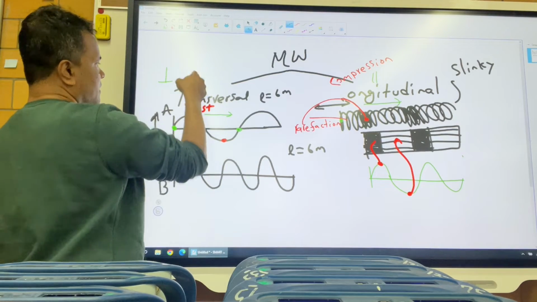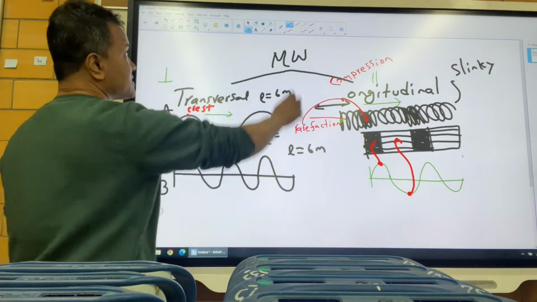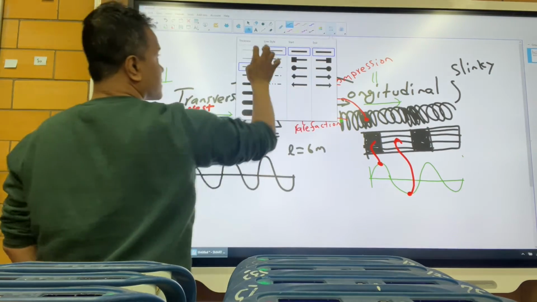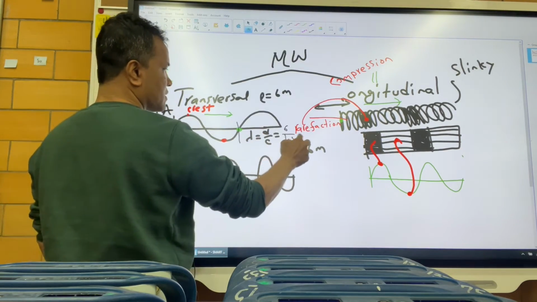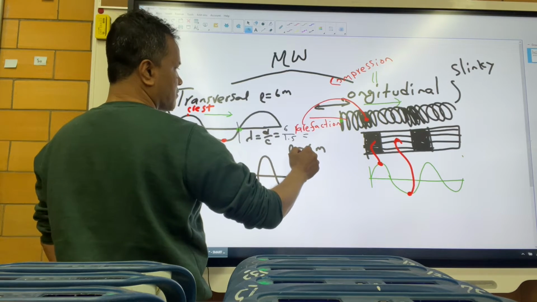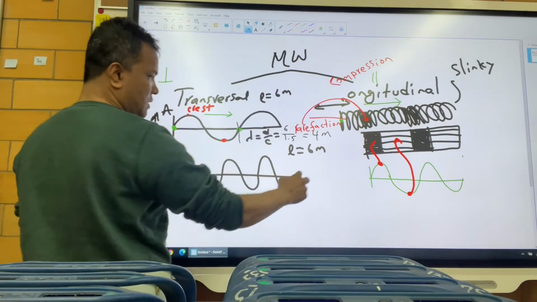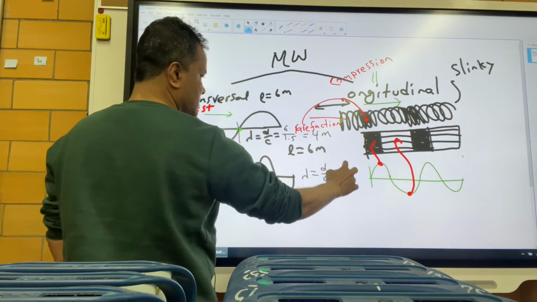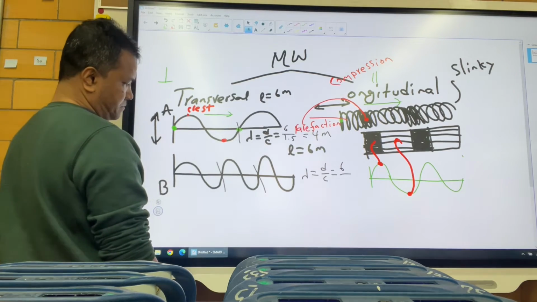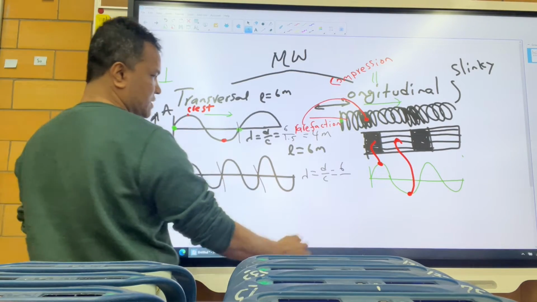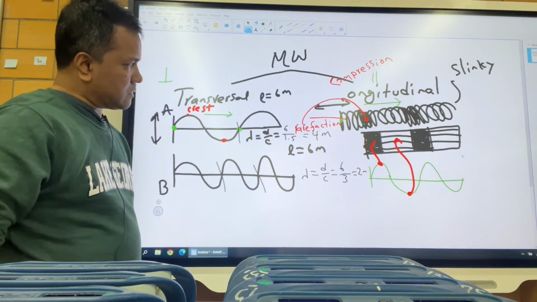For wave A, the wavelength would be distance over cycle, and distance is how much we said? 6, and cycle is 1.5. This is one cycle, 1.5. So lambda is 4 meters. For this one, lambda is distance over cycle. Distance is 6, and we have 1, 2, 3 cycles. So this is 1 cycle, this is 2 cycles, this is 3 cycles. So 2 meters.